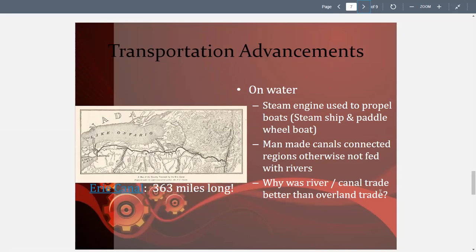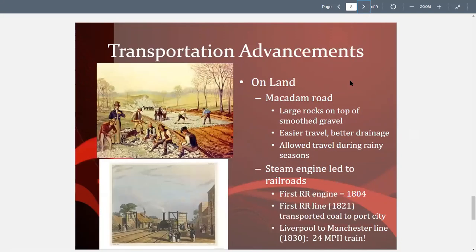River and canal trade is better than overland trade because they don't have trains yet. They have steam engines that they put on boats, but they didn't come up with the train until later. All right. On land, eventually what you're going to have is the creation of roads. They're going to figure out that large rocks on top of smooth gravel create drainage and allow for travel even during the winter and the fall.